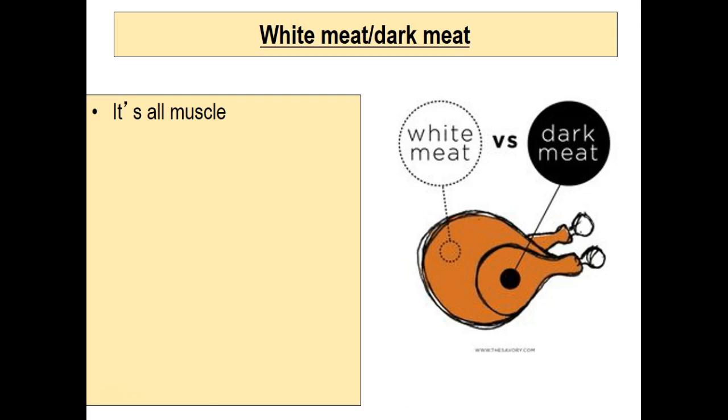It's all muscle, and if you eat chicken or turkey, for example, you might prefer white meat over dark meat, or you might be a dark meat eater. I personally like dark meat, and dark meat to me is a lot juicier. But the question is, why is dark meat dark and white meat white?